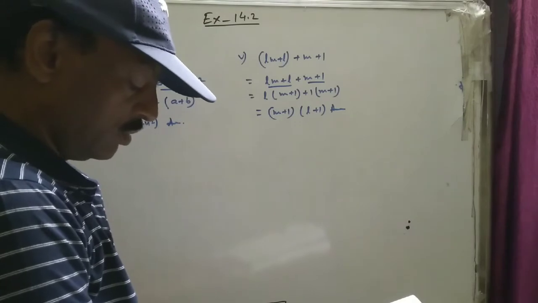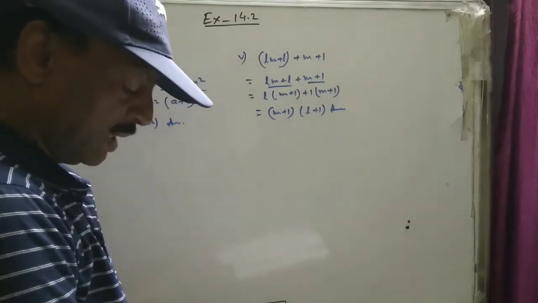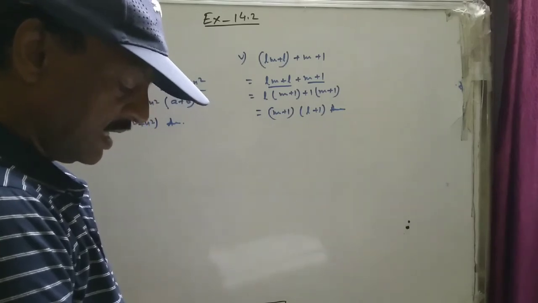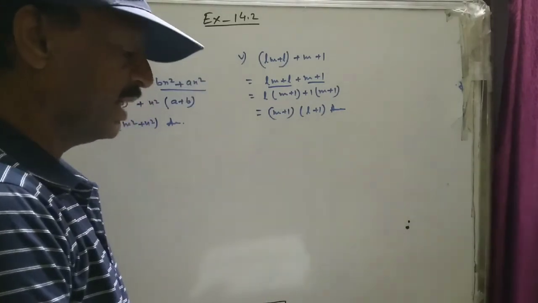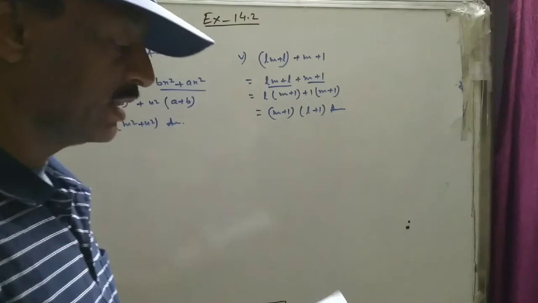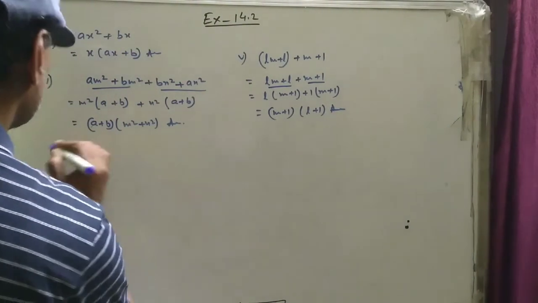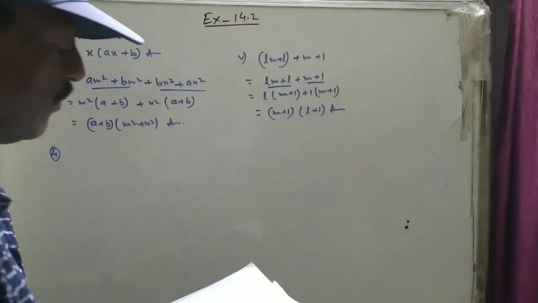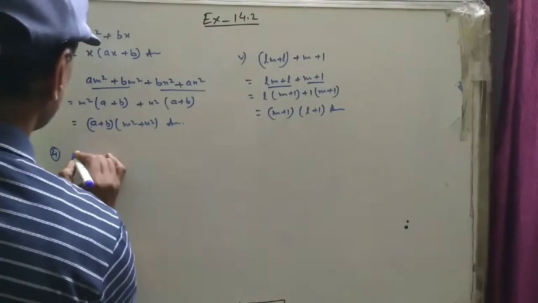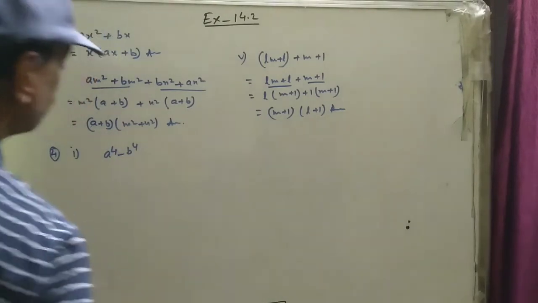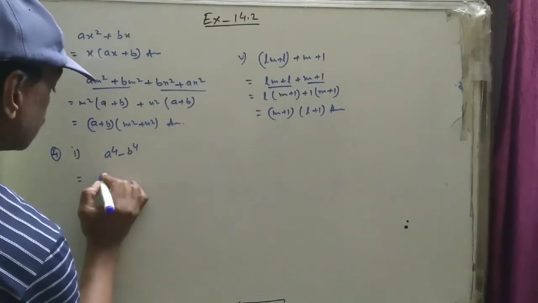Similarly, you can do by the same method the question number 7, 8, 9. All these questions are of same type, just we have to take the common and get the solution. Now in question number 4, just see question number 4, factorize a4 minus b4. This is a4 minus b4. Okay, let us do this.